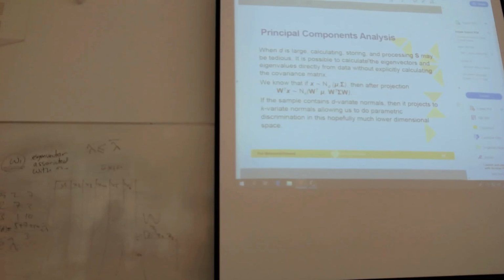Remember that if our data is originally normally distributed, then when you make the projection, the result of the projection is also a normal distribution. Because a normal distribution will not be changed after a linear projection, it will also be normal.